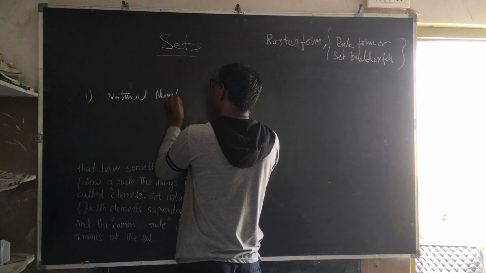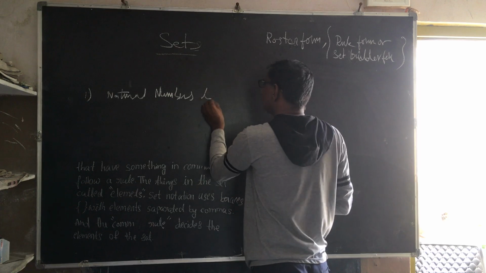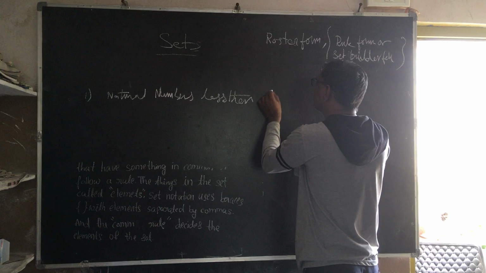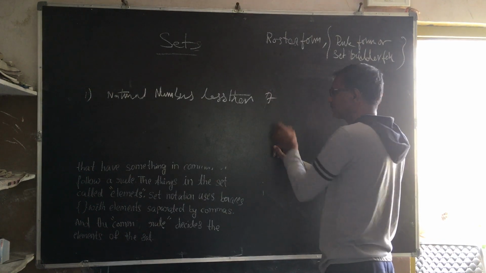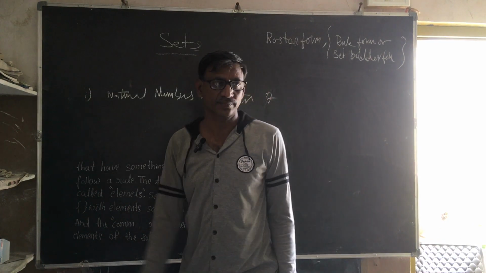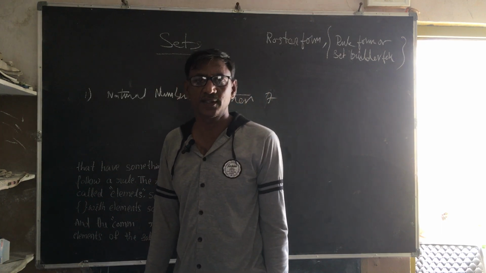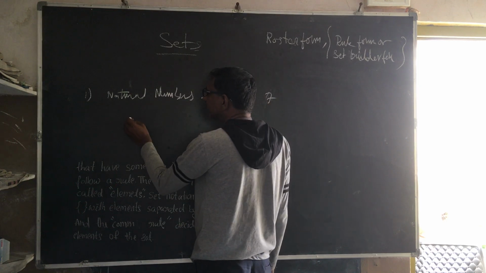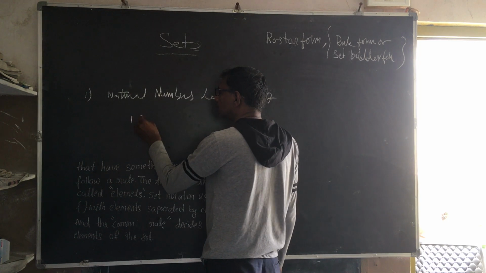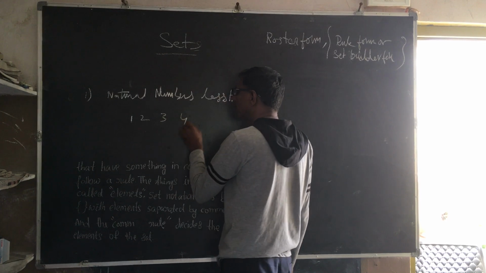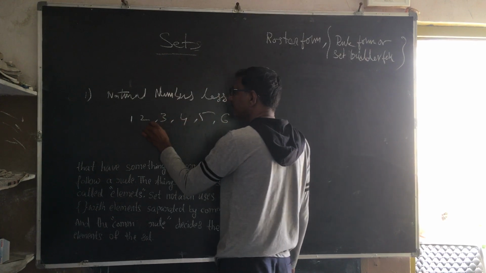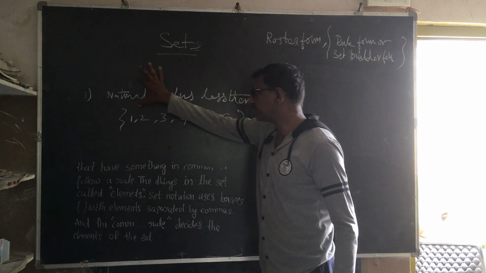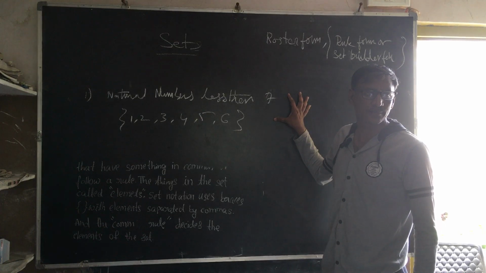Natural numbers less than 7. Natural numbers less than 7. Tell me, less than 7: 1, 2, 3, 4, 5, and 6, right? You are listing those numbers from this sentence, right? Am I right or not?